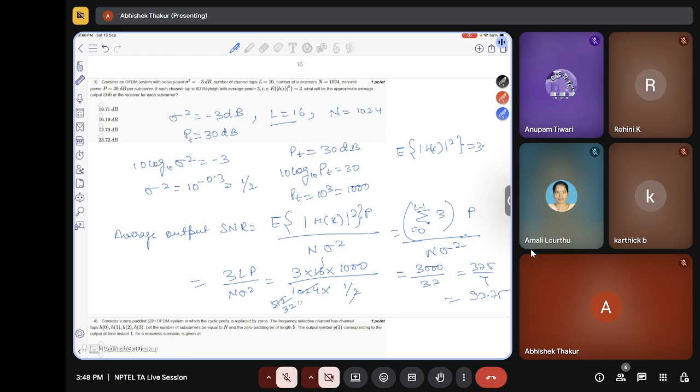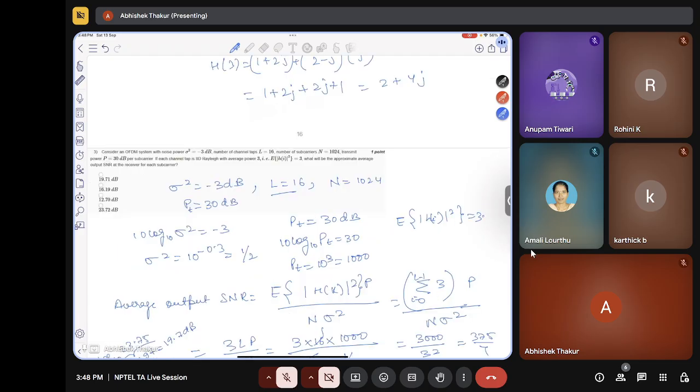We'll get 93.75, and we can also find it in dB. So that is 10 log base 10 of 93.75. So this will be equal to 10 into, and this value is somewhere less than 2, so it will be 1.97. It is 19.7 dB. So we have option A as the correct answer for this question.